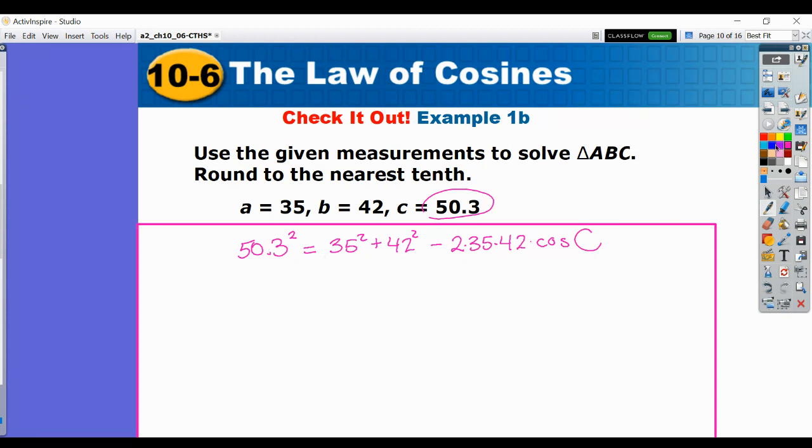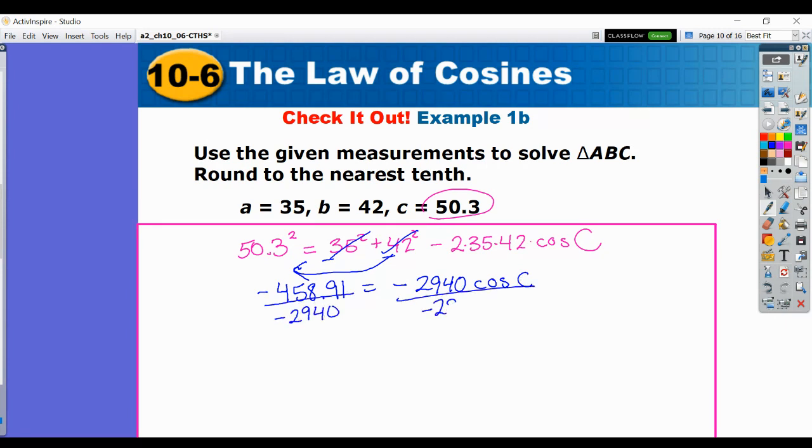All right, here's my problem I need to solve. What I'm going to type in my calculator is 50.3 squared minus 35 squared minus 42 squared. That gets rid of these and subtracts them over there. And that leaves me with negative 458.91 equals, I like to do 2 times 35 times 42, negative 2940 cosine of C, and then we divide by negative 2940.